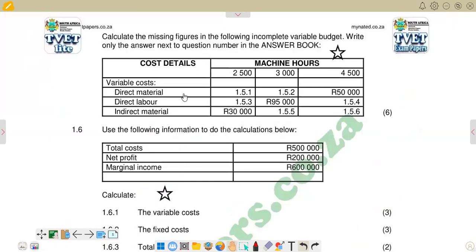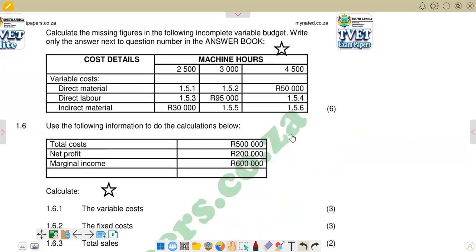So if you come here, we'd see that this is our next question. It reads, calculate the missing figures in the following incomplete variable budget. Write only the answer next to the question number in the answer. So we are given cost details, machine hours, and then this is the information. The missing figures are the ones that we want to find. So basically, we're just going to use proportion there. Let's start with 1.5.1.